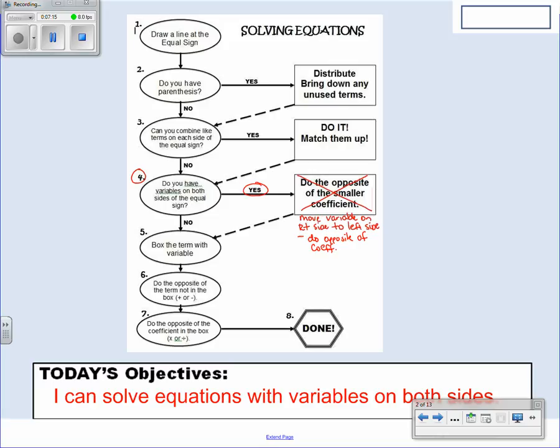Another thing I like to say is that if you cross the line, we change the sign. So when we move the variable on the right to the left side, we're going to do the opposite of the coefficient, which means we're either going to add or subtract. We'll go ahead and add that in there. Add or subtract. And the way that you know if you're adding or subtracting is that if you cross the line, you change the sign. So we're going to do a couple of examples to see how that works.